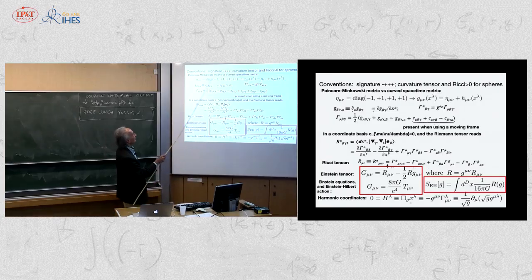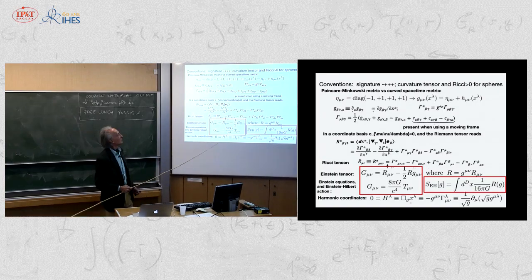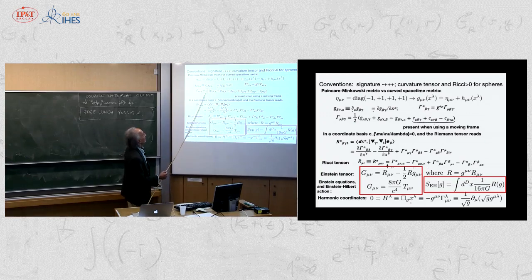So I use the signature mostly plus. You have the metric of space-time. When using a coordinate system from the metric, you define the Levi-Civita connection via the Christoffel symbols given by these three terms. This is when you use a frame, so we don't need this.